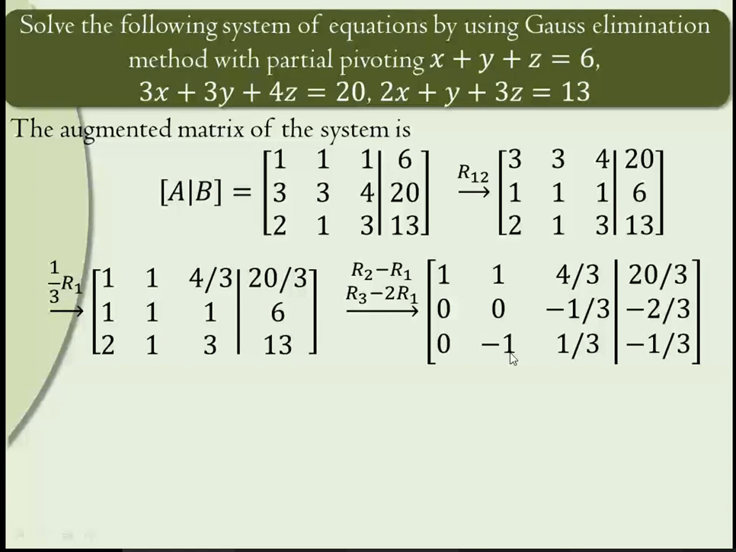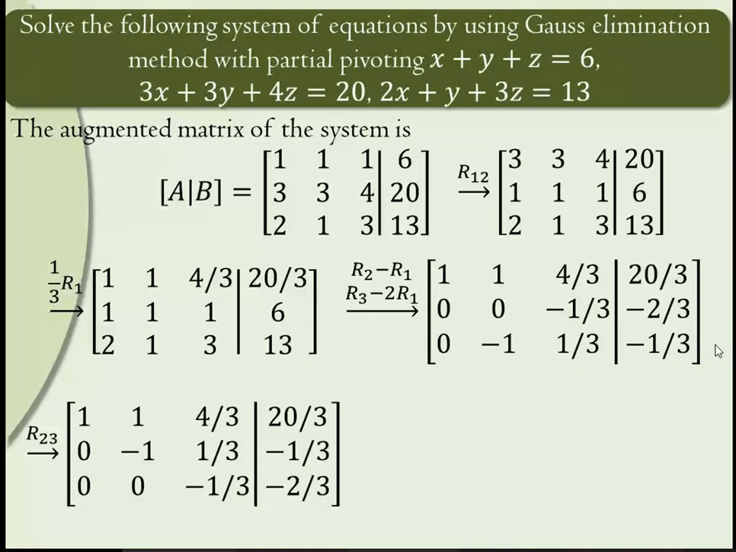While considering the maximum value, we consider the modulus, the absolute value, the positive value of that number. So the positive value of 0 and minus 1, in that the positive value 1 will be the largest. So we interchange the second and third row. So it gives us 0, minus 1, 1 by 3, minus 1 by 3, 0, 0, minus 1 by 3, minus 2 by 3.